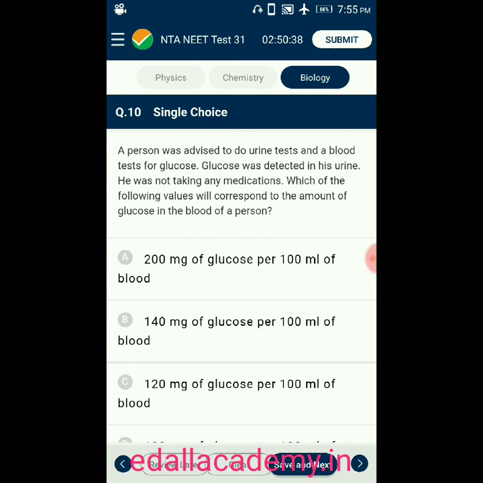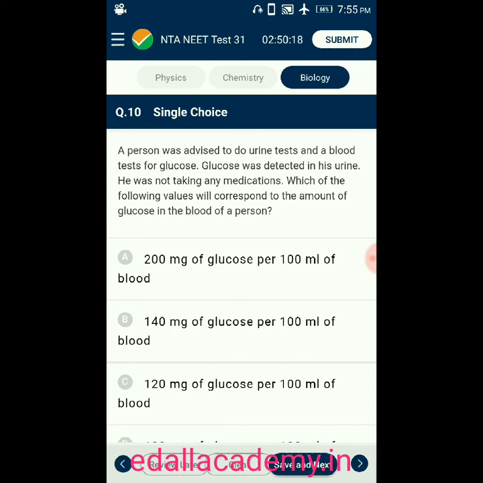Question number 10. A person was advised to do a urine test and a blood test for glucose. Glucose was detected in his urine. He was not taking any medications. Which of the following values will correspond to the amount of glucose in the blood of the person?